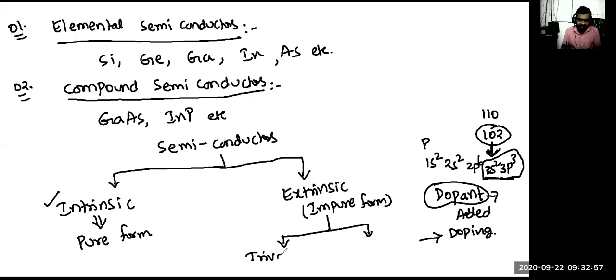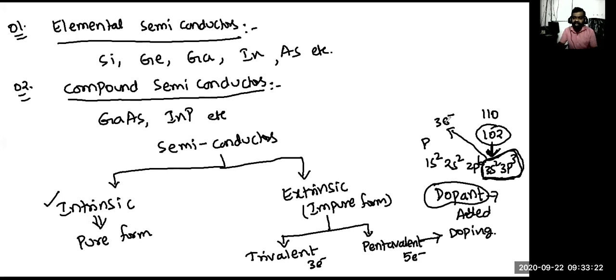Here I can have two types of dopants. One is trivalent and another one is pentavalent. Trivalent means 3 electrons. Pentavalent means 5 electrons. In phosphorus, the valence shell has 5 electrons. So phosphorus requires another 3 electrons to attain the inert gas configuration, so that it can behave as a semiconductor.